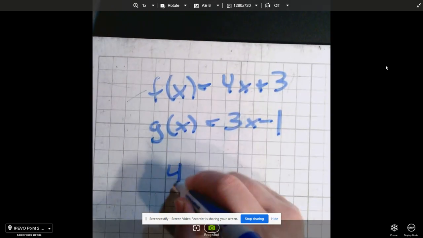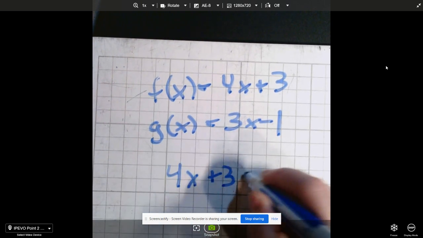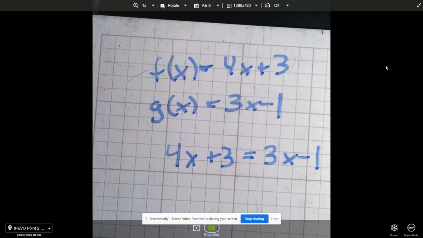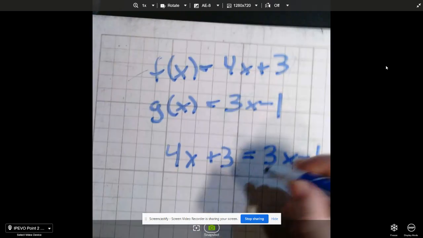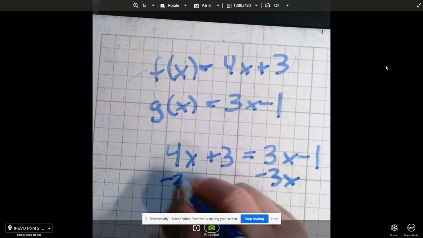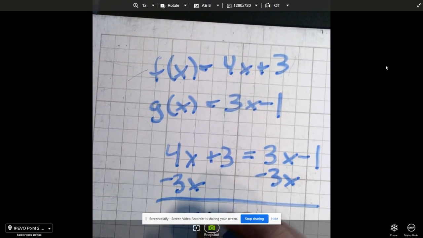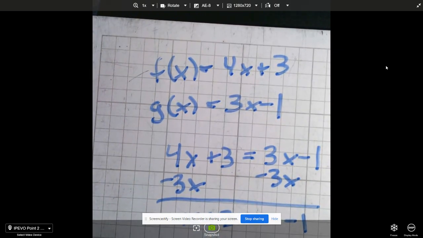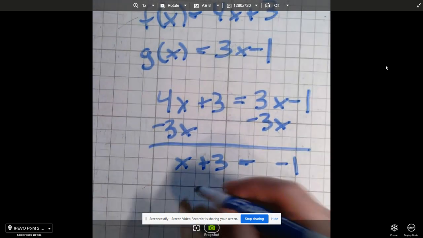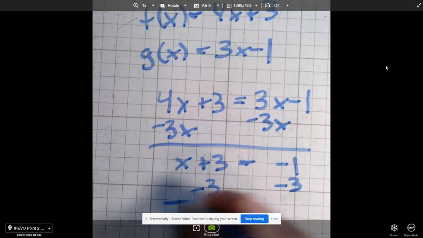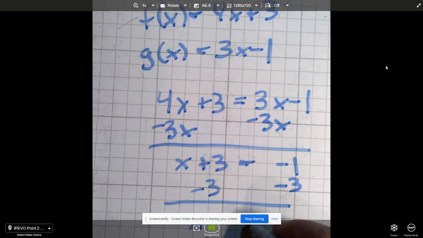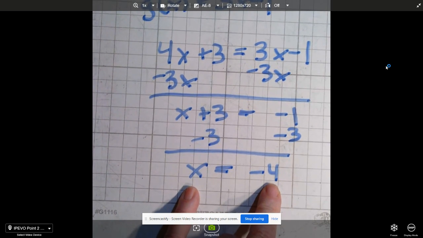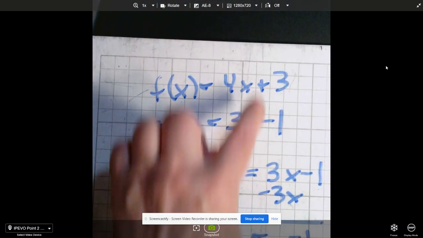So all you have to do is say, all right, well, 4x plus 3 has to equal 3x minus 1, and then you would just solve this equation. So I'm going to subtract 3x from both sides. And over here, I'll have left x plus 3. And on this side, I'll have negative 1. I'm going to subtract 3 from both sides. And I'll have x equals negative 4. So this tells me when x equals negative 4, these two functions will be exactly the same.